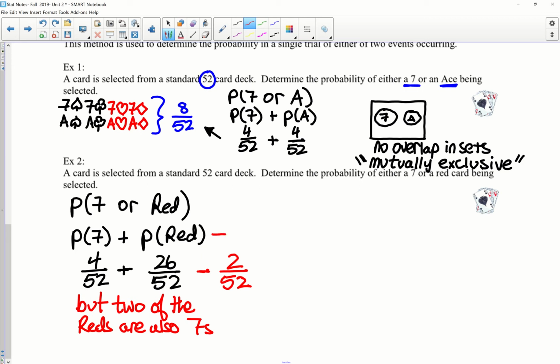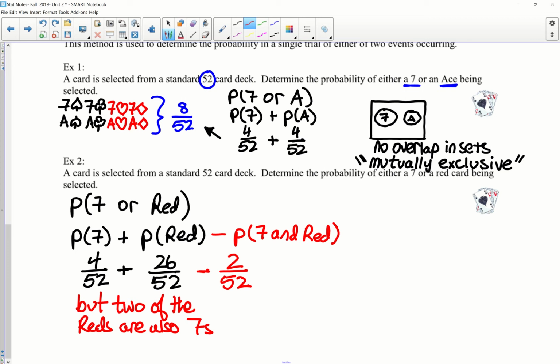So I'm going to change my rule a little bit. Minus the probability of cards being 7 and red at the same time. So 7 and red. Now, you could streamline that and say red 7s. Any way that makes sense to you, but the idea is that you'd have to account for the fact that they can be both.